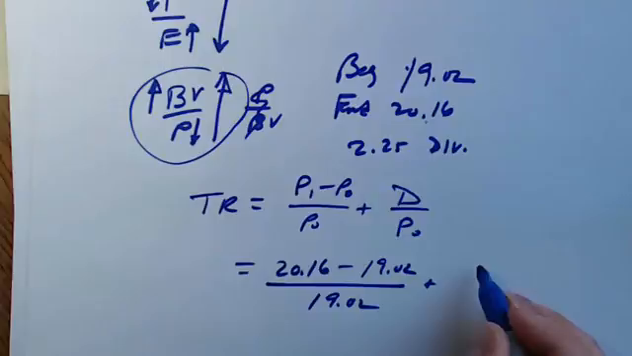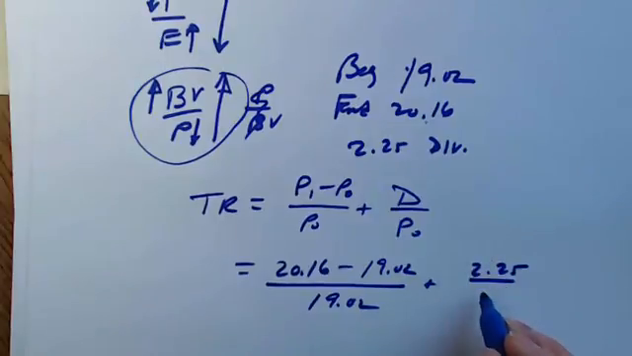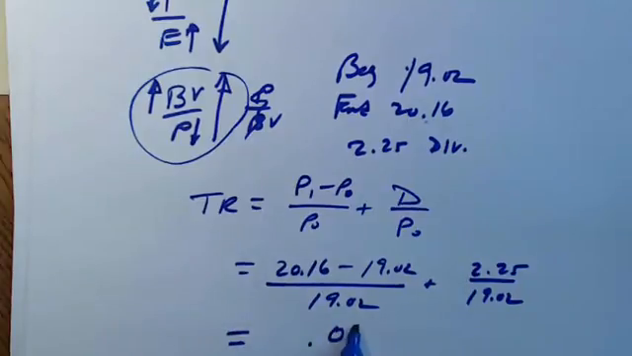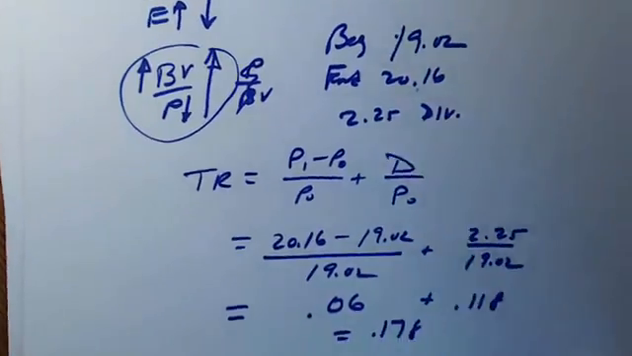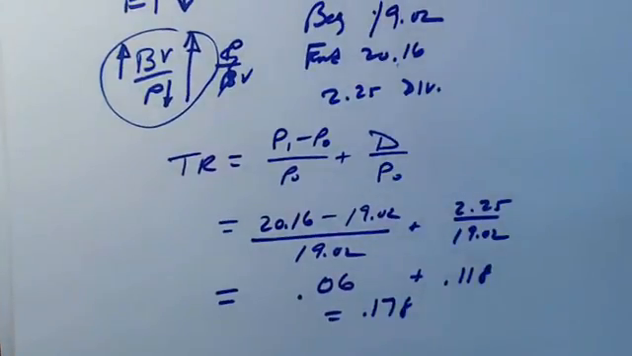Okay. Now let's do the dividend yield. Your dividend yield is the dividend you get divided by your initial cost, and that will give you 6% plus 11.8% for a total of 17.8%. 17.8% is your total return. 6% comes from capital gains, and near 12% comes from dividends.